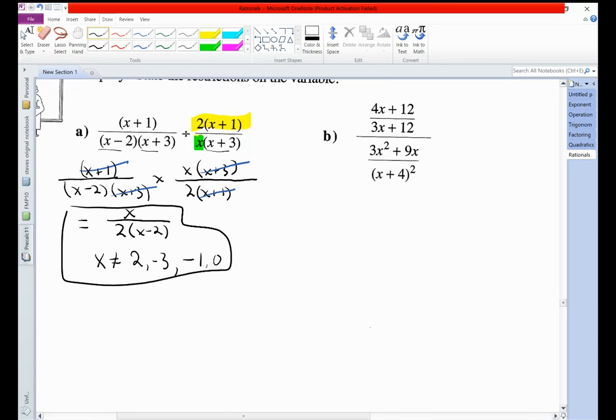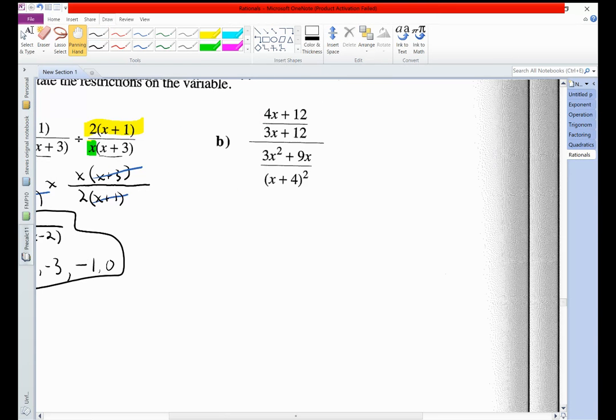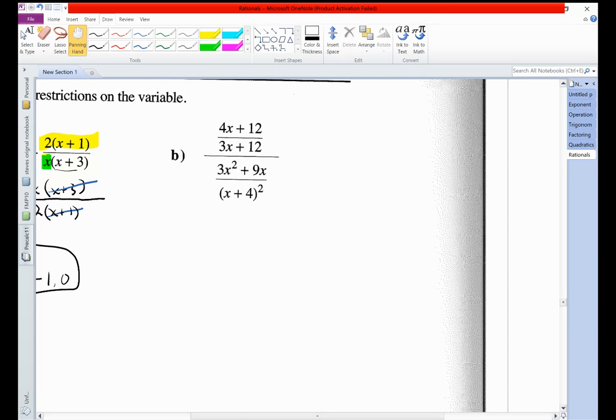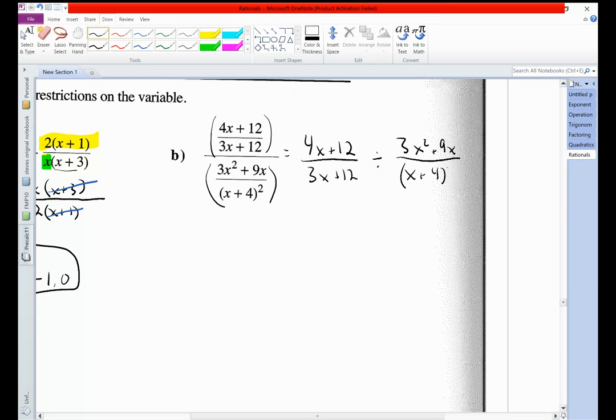So let's go to the next one now. I'm going to scroll over a little bit. This one's a bit bigger. We've got this whole term divided by this whole term. So if you want, you can rewrite it in a way that makes more sense for you. I like to see it written out this way, 3x plus 12. It's better for my brain. Divided by 3x squared plus 9x over x plus 4 all squared.